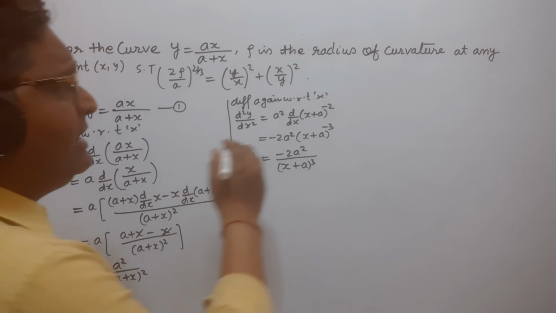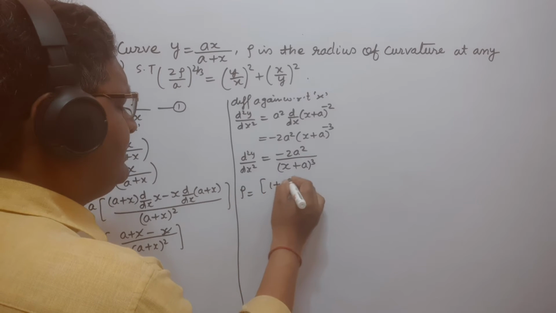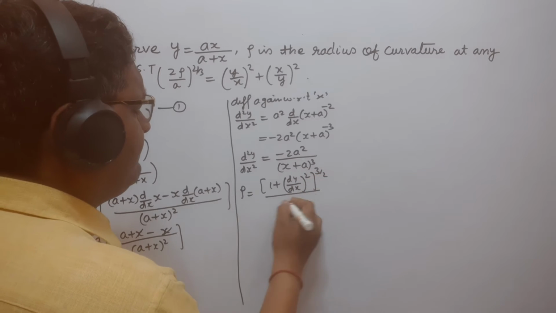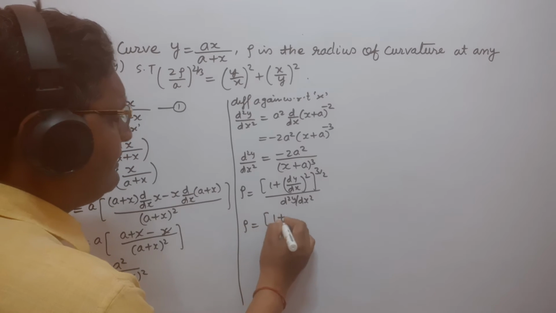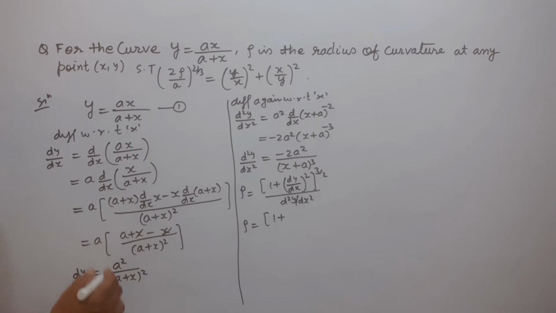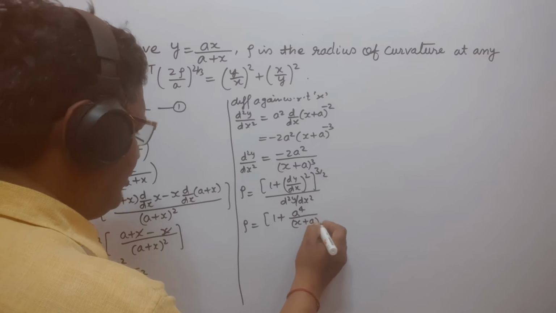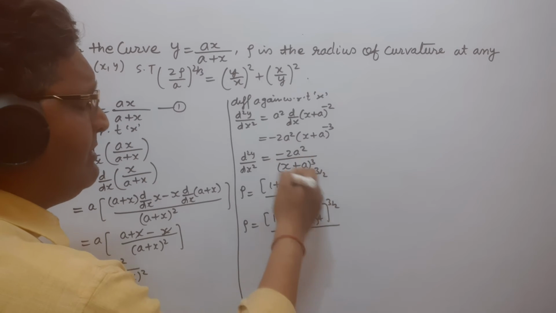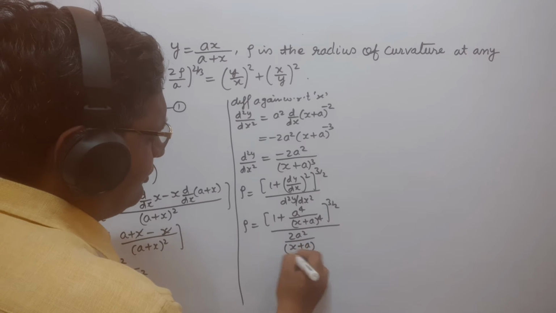Now we find out here the radius of curvature rho, and we know that the formula for the Cartesian curve is (1 plus (dy by dx) whole square) whole power 3 by 2 divided by d2y by dx2. So rho is equal to 1 plus, here dy by dx is a square upon a plus x whole square, so squaring this we get here a to the power 4 divided by x plus a whole power 4, whole power 3 by 2, upon, put here d2y by dx2, that is 2a square upon x plus a whole cube.